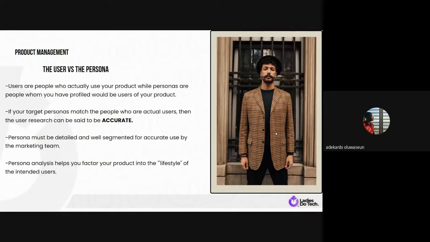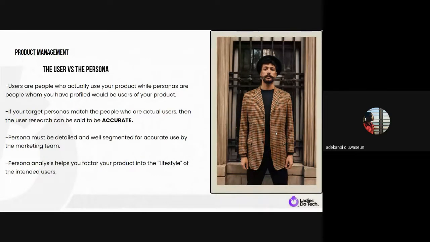So anytime you hear the user, anytime you get the persona, try and know the difference. Users, people who are using your product. Persona, people who you are targeting, who would eventually become users of your product, right? Now, note this.